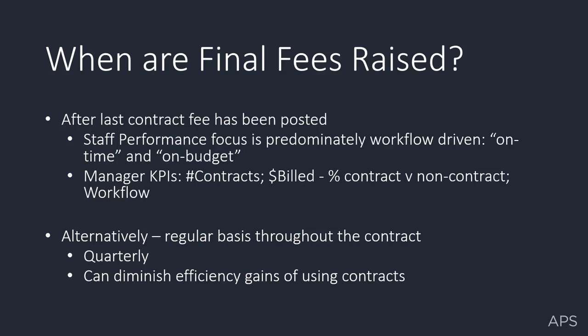Our recommendation for contract fees is to shift the focus of staff performance to workflow measurables of on time and on budget by staff member. We know that this successfully manages write-offs before there is an issue. In this instance, a final fee is simply raised at the end of the contract and time is allocated to the fee on a pro rata basis. This is the simplest way and moves the focus to getting the job correct up front.